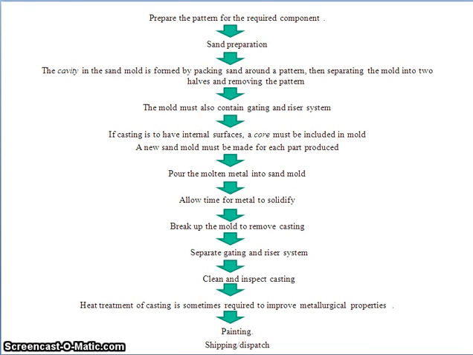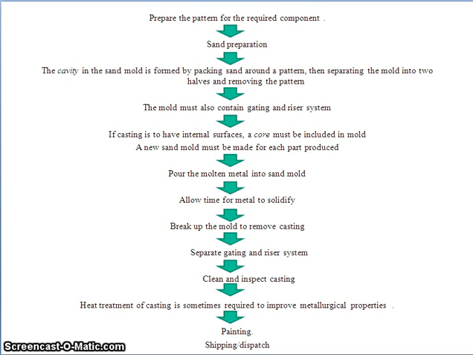The patterns can be made from different materials. It can be made from wood, it can be made from metal, it can be made from plaster of Paris, plastic, thermocol as well as wax. After pattern preparation, the next step is the sand preparation. The sand is mixed with different types of additives, with bentonite powder and water, and the damp sand mixture is prepared to manufacture the molds.